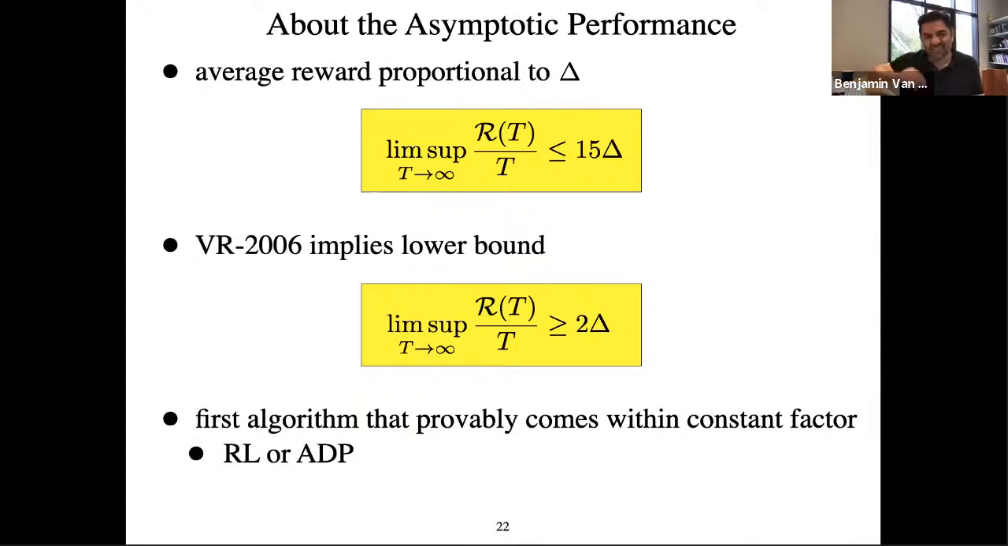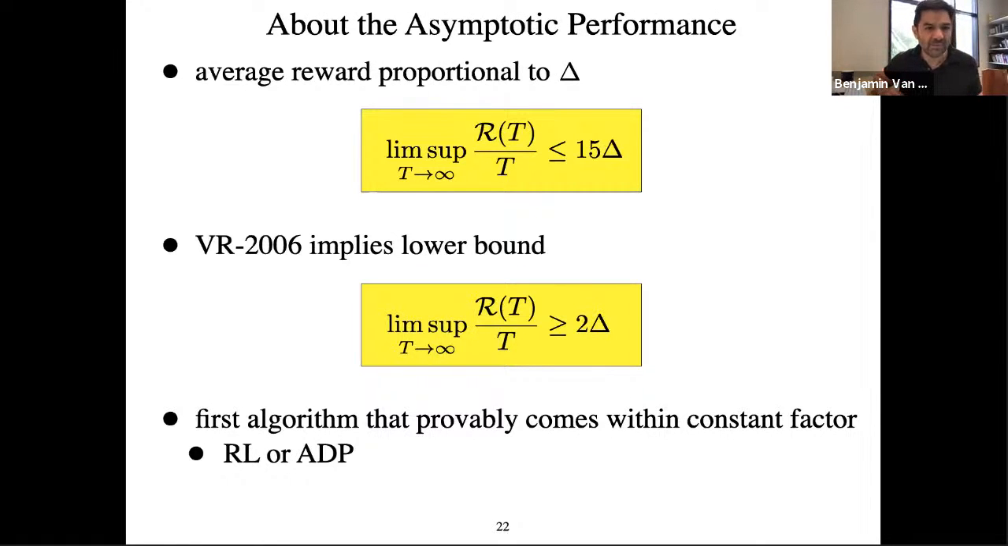And interestingly, this is the first algorithm I know of that's able to come within a constant factor, able to get a linear bound in delta among all algorithms that use reinforcement learning or approximate dynamic programming. And by approximate dynamic programming here, I'm saying, I'll tell you everything about the environment. So you know everything about the environment. You're allowed to use all that information, right?